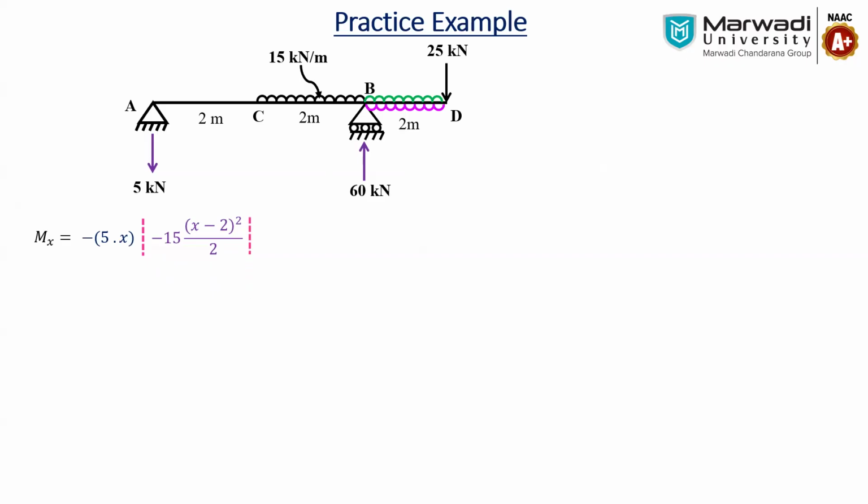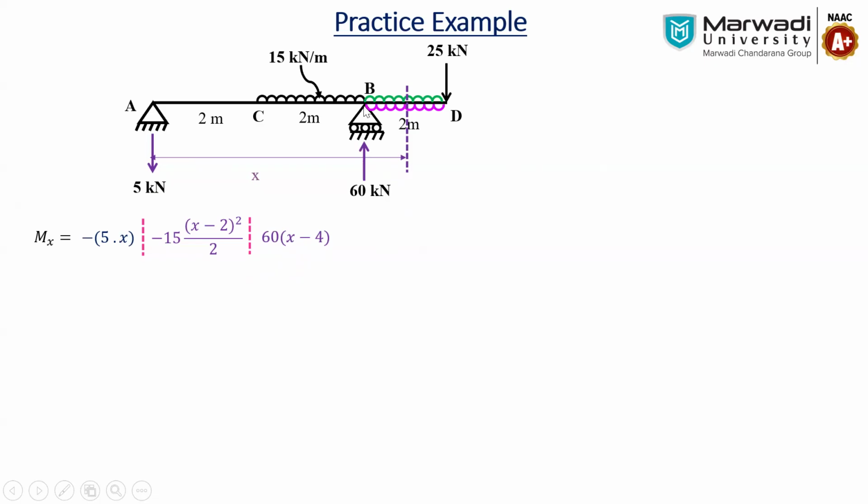So what can we write between the B to D? This is my x. What is the distance between the 60 kilonewton and the section? The entire distance is 4 meter. So what is the remaining distance? That is x minus 4. So 60 into x minus 4, which is a plus because that is a clockwise moment.